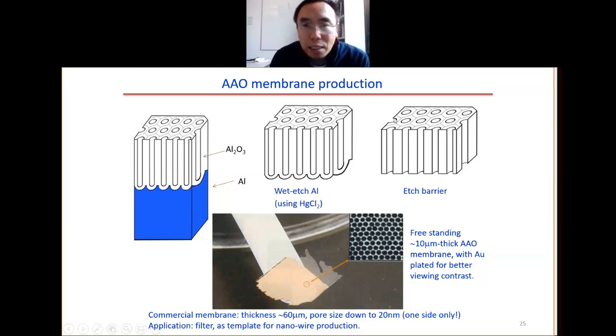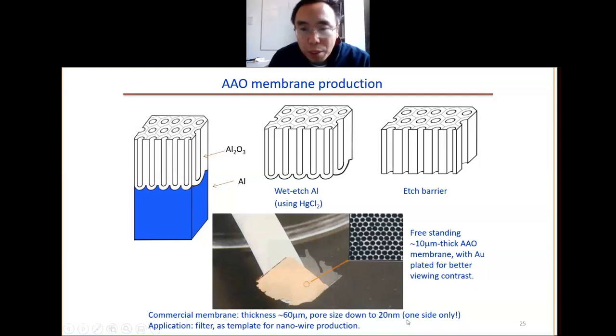You can buy one that is normally 60 micrometers thick. The height is 60 micrometers. The pore size is down to 20 nanometers. So you can buy this one and use it as a filter. The cost is not very high. It's a few dollars per 1 inch size of the filter.